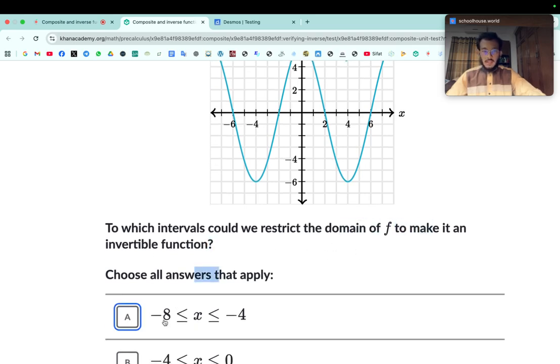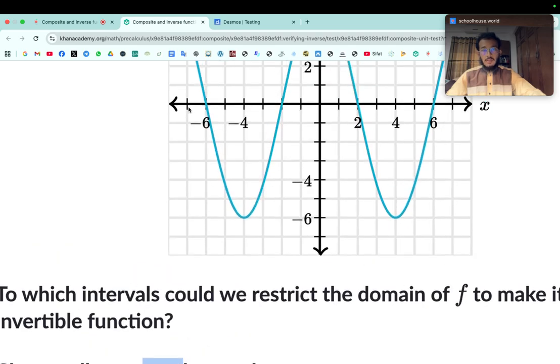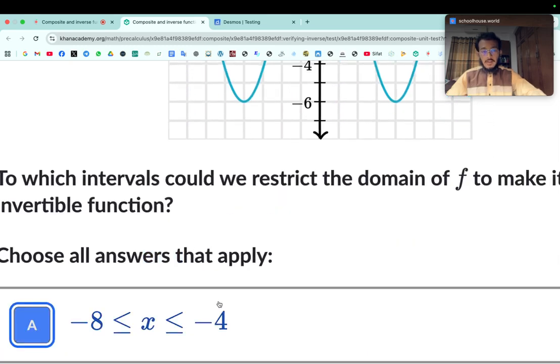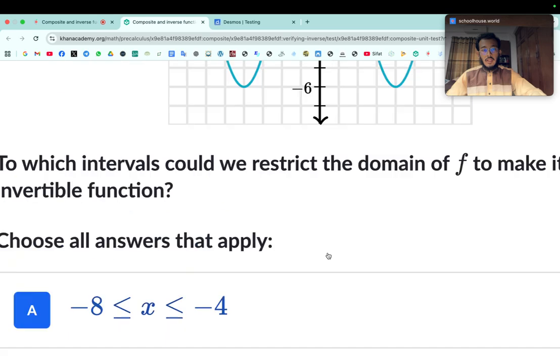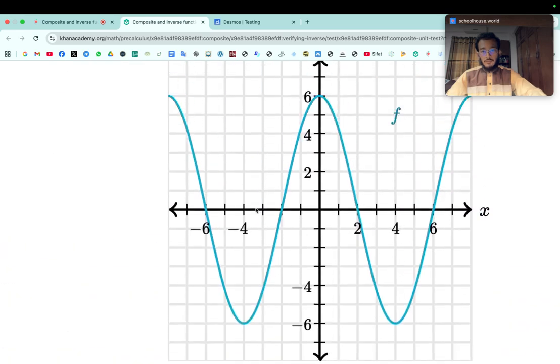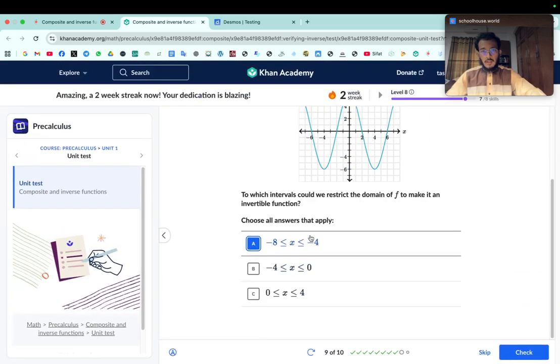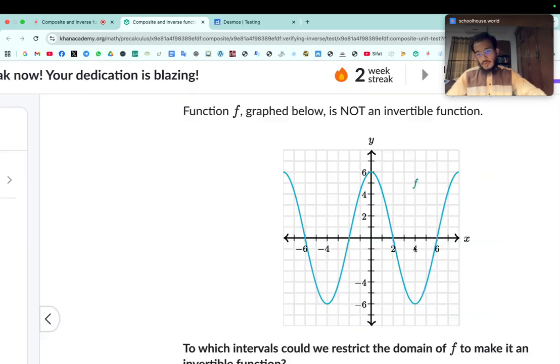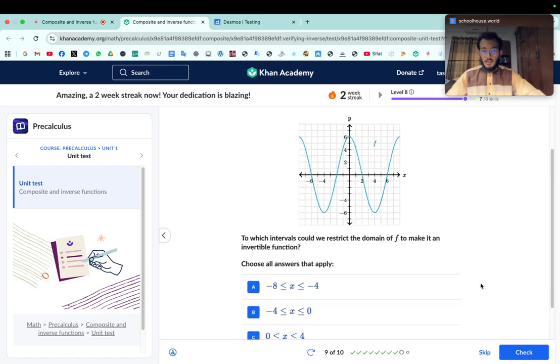We have multiple answers. If we restrict it to -8 to -4, we do have a one-to-one function, so that is correct. For -4 to 0, that is also correct, since you have only one straight line. For 0 to 4, that is also correct because that is a one-to-one relationship. So all of them apply in this case.